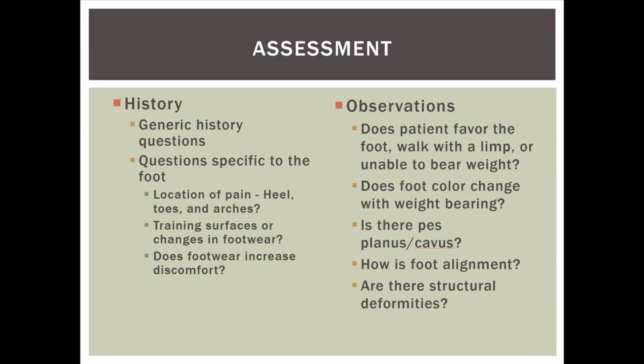Meaning, is it more angled? And is it equal and bilateral, or is it only one-sided? I find a lot of times with volleyball and the outside hitters, whatever side that they're landing on tends to be more inverted. And then, are there any structural deformities?